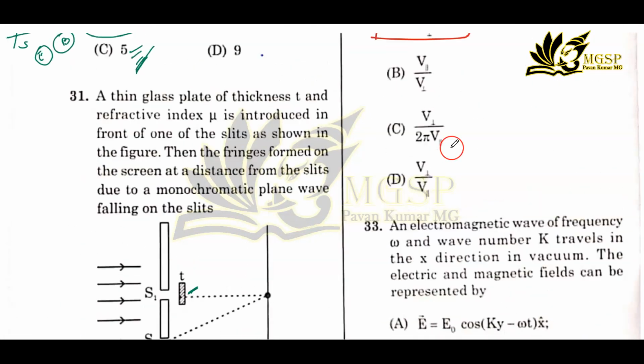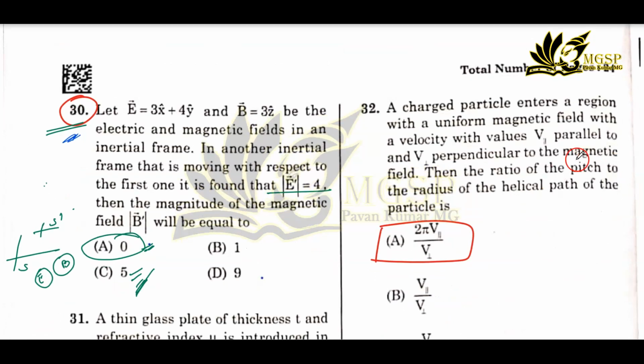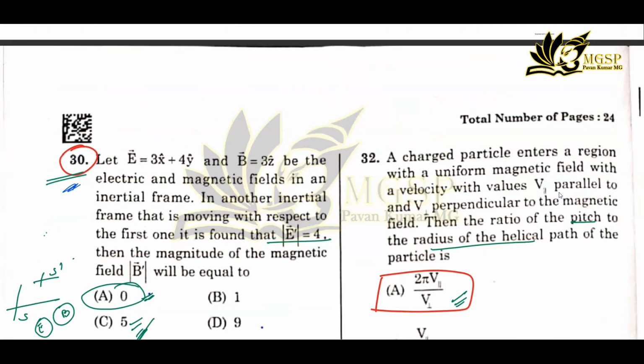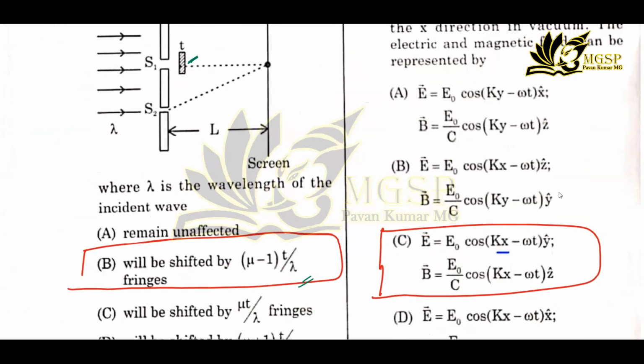Next, coming to a charged particle entering a region of uniform magnetic field with velocity with components v parallel and v perpendicular. You need to find the pitch of the helical path, and you will end up with the ratio of pitch to the radius of the helical path. You will get this. So I have discussed this in our previous session.